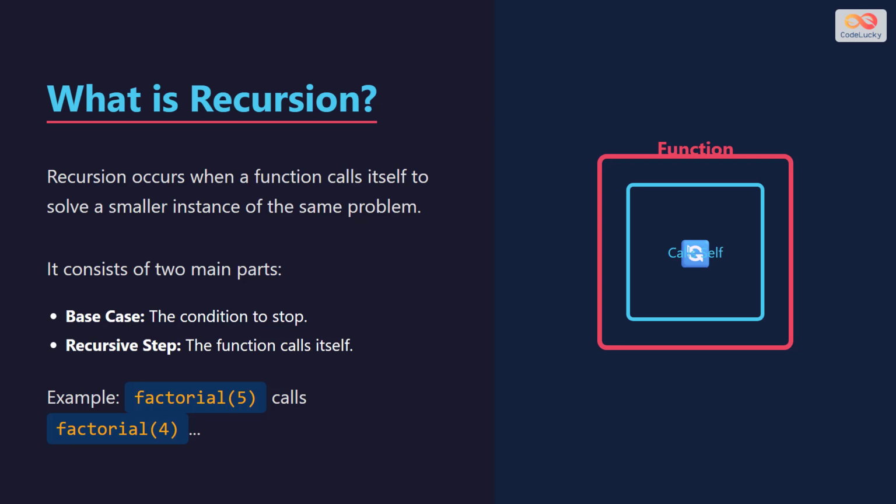First, let's briefly review recursion. Recursion happens when a function calls itself to solve a smaller piece of a problem. It always needs a base case, which tells it when to stop, and a recursive step, where the self-calling happens. It's a powerful tool for tasks like traversing trees or mathematical calculations.